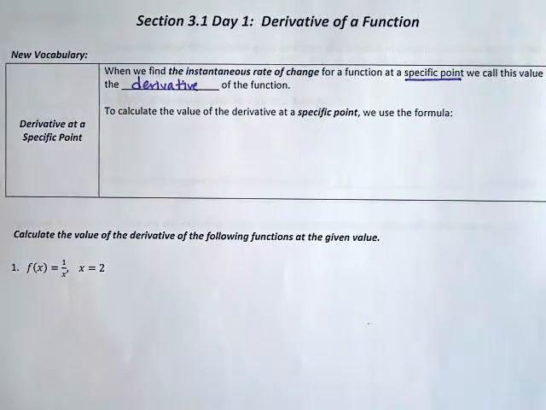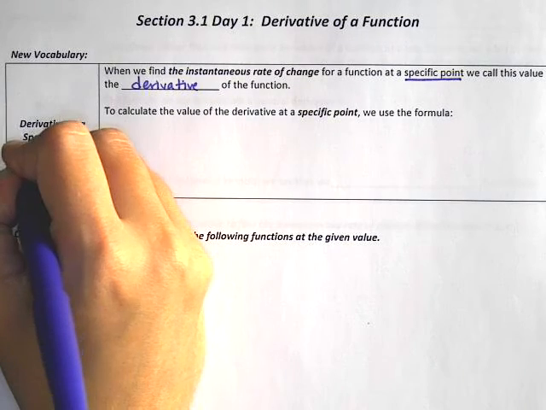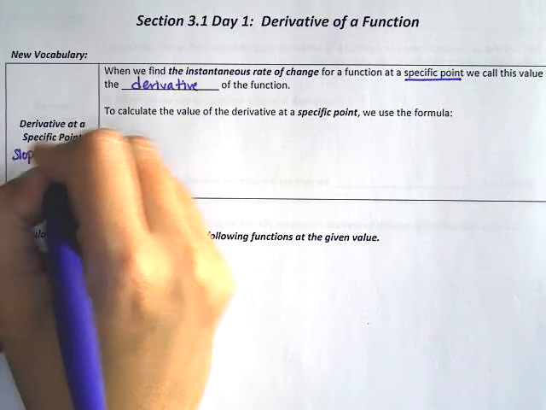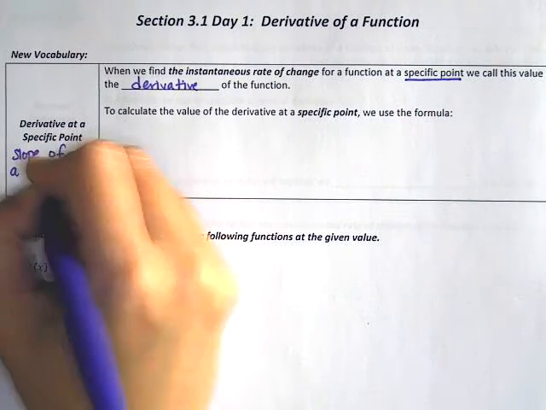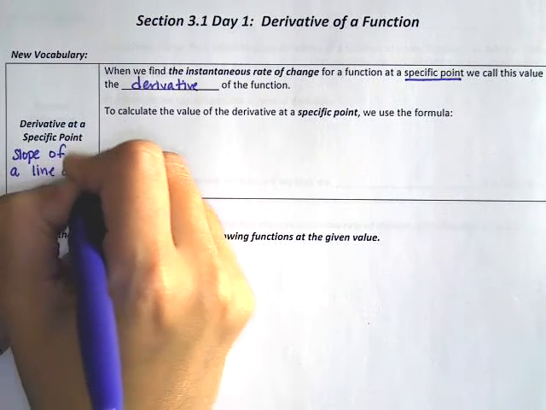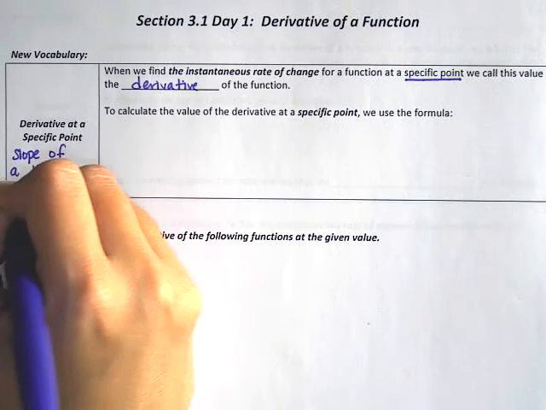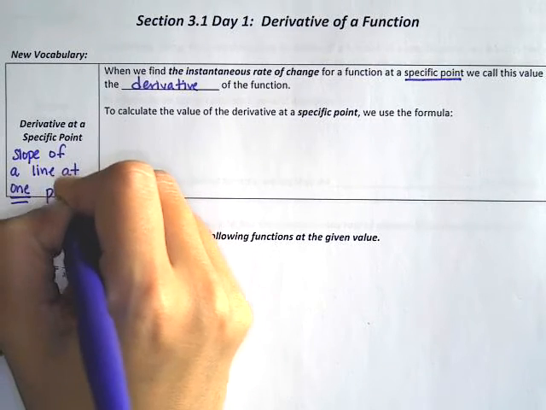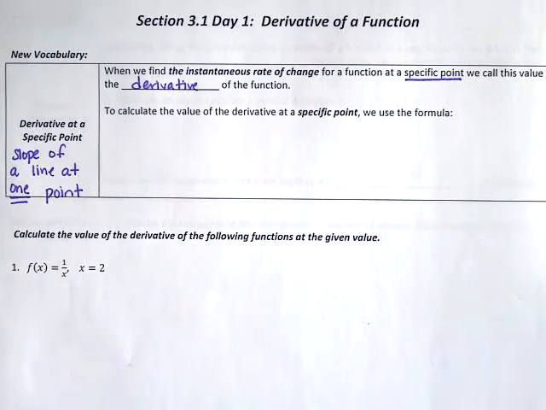If you think back to the activity we did on the very first day of chapter 2, we said instantaneous rate of change is kind of like pointing a radar gun and saying, how fast am I going right now? A derivative will help us get that speed. So it's essentially allowing us to find the slope of a line at one point, where normally we need 2 points.